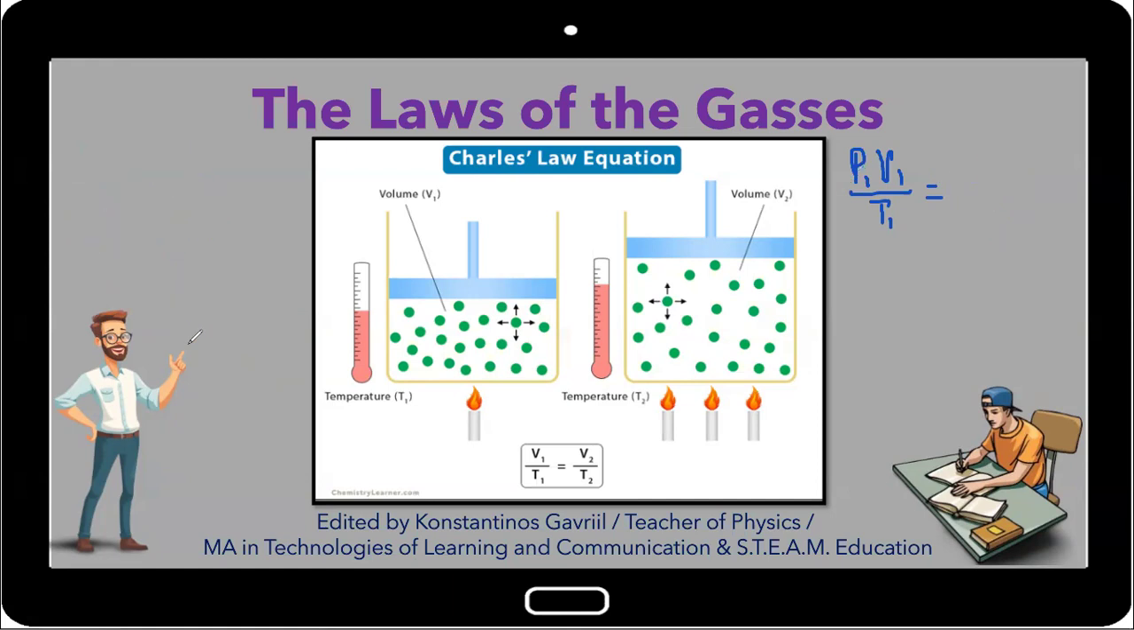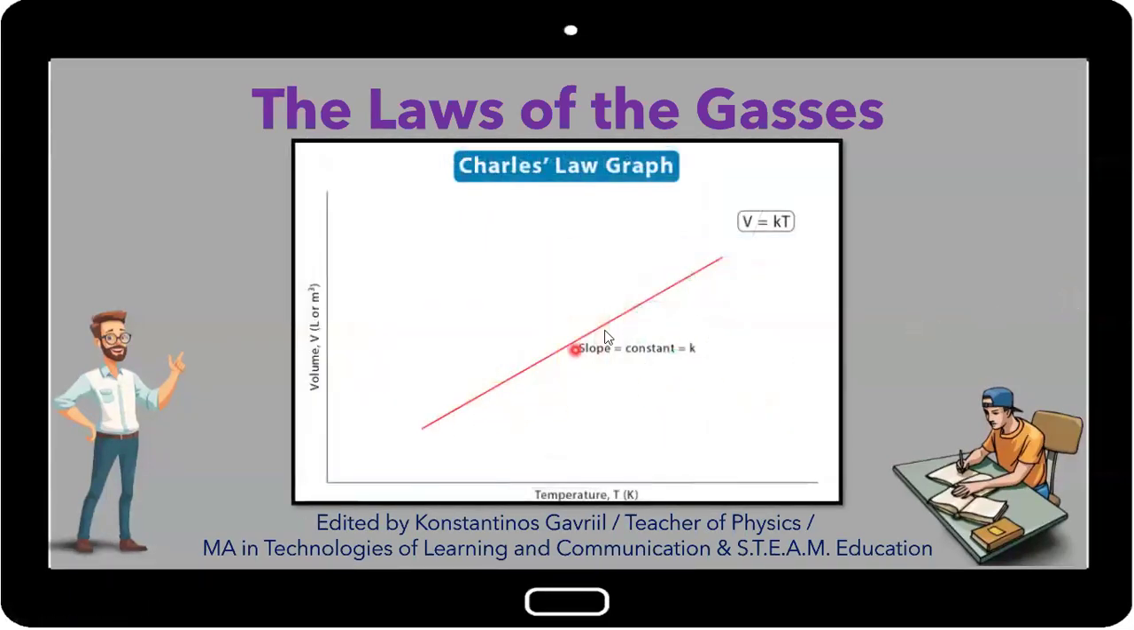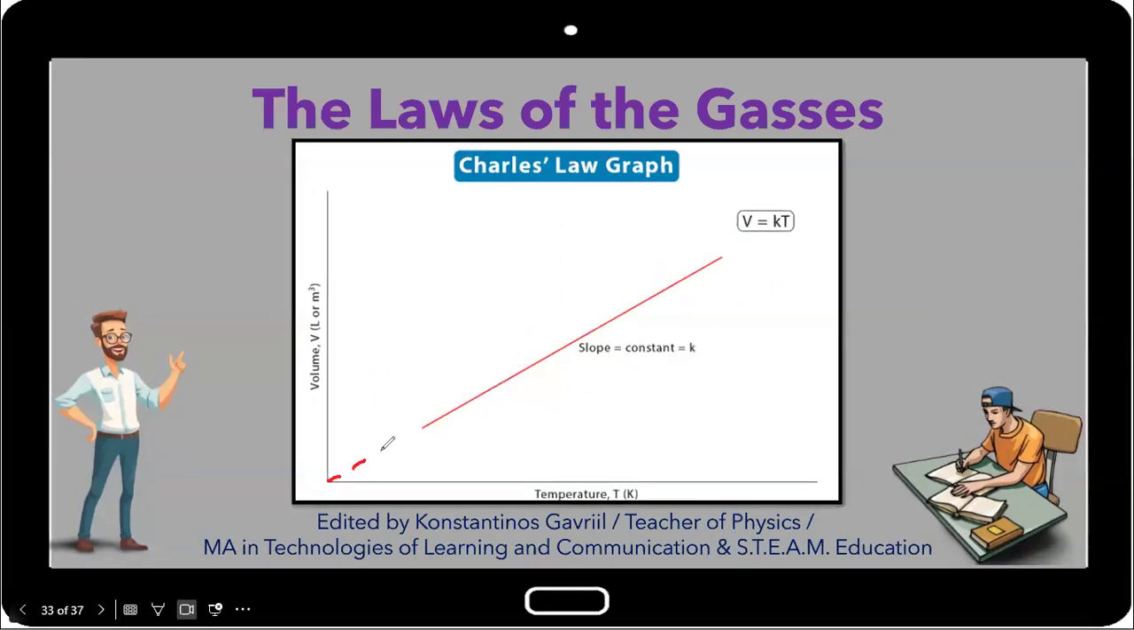Let's continue now to the graph. Because we have a proportional behavior, we are going to have a straight line, which will pass from the beginning of the axis. But we don't start this line from the beginning of the axis because the laws do not work in this area. Okay, the laws start working from a value of temperature and up. Okay.